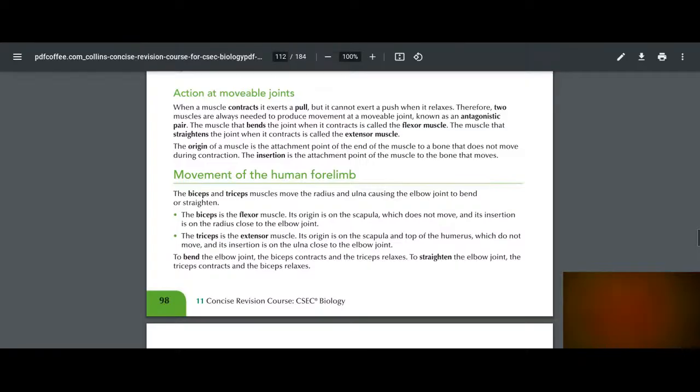antagonistic pair. When a muscle bends the joint as it contracts, that is called the flexor muscle. But when it straightens the joint as it contracts, it's called the extensor muscle. When it bends and contracts, flexor. When it straightens and contracts, extensor.